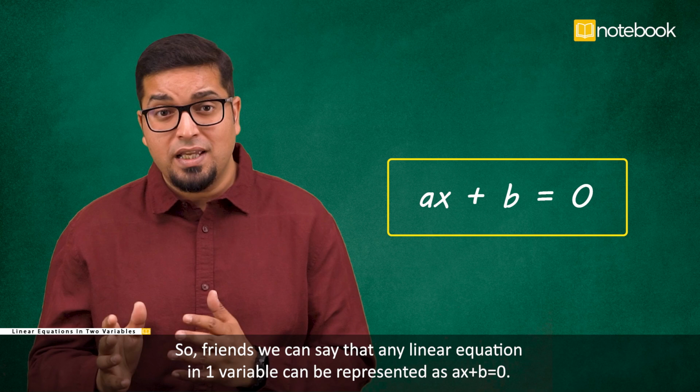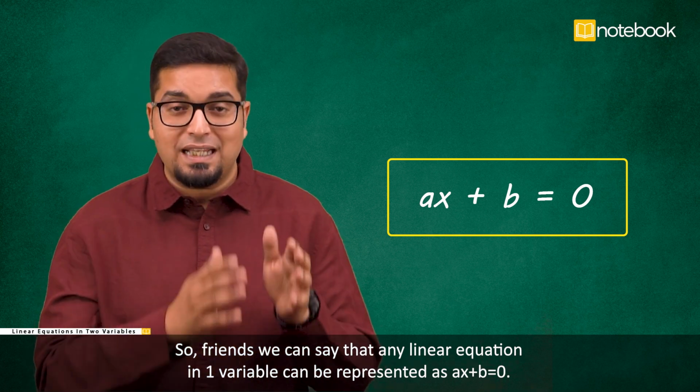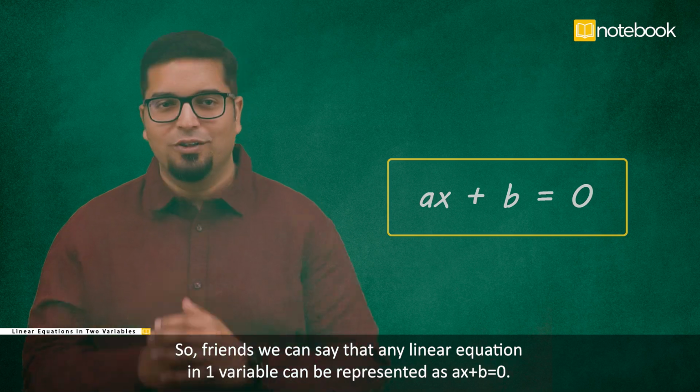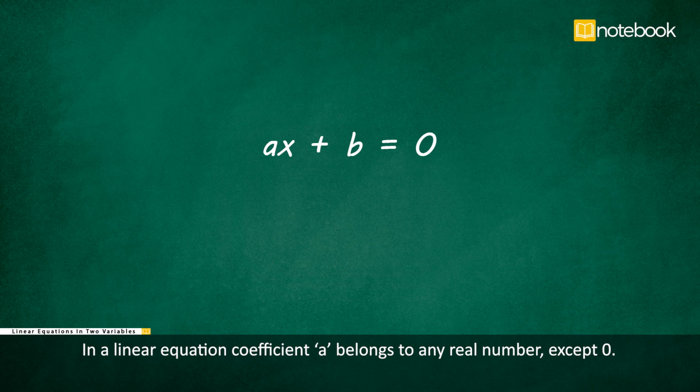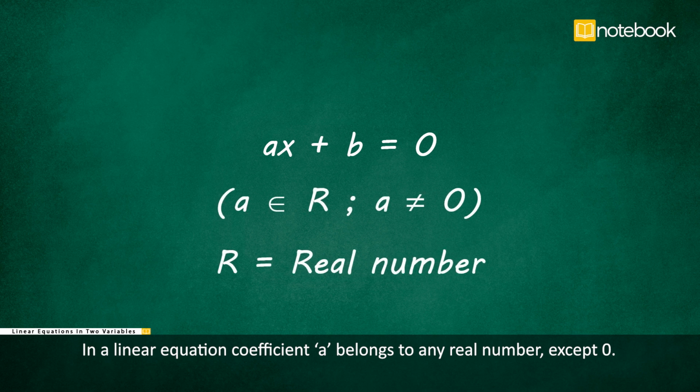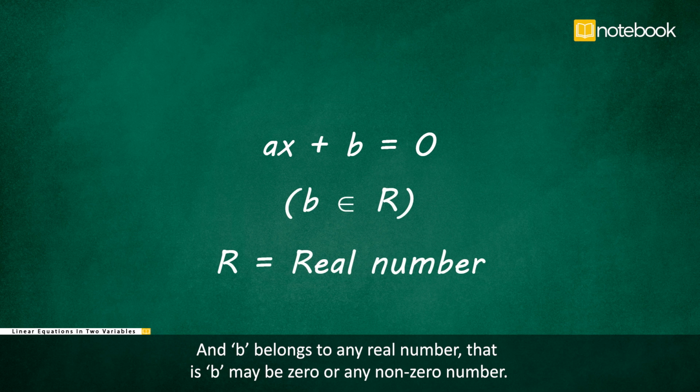So friends, we can say that any linear equation in one variable can be represented as ax plus b is equal to 0. Here, a is a coefficient of variable x and b is a constant. In a linear equation, coefficient a belongs to any real number except 0 and b belongs to any real number, that is b may be 0 or any non-zero number.